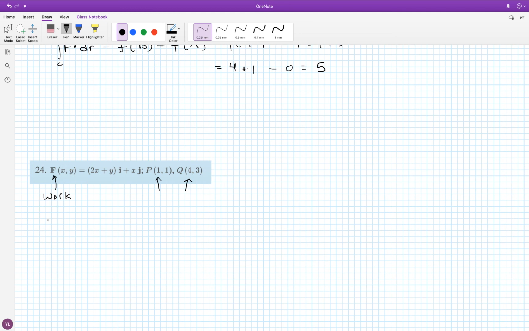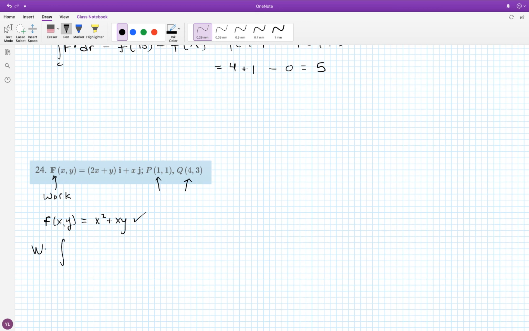So let me go ahead and try and find my potential for this vector field. I think I can just eyeball this one. In order for this to be the partial of f with respect to x, I definitely have to have this right here. And I can just check really quickly that the partial of this with respect to y is already x. So I found my potential quite easily.